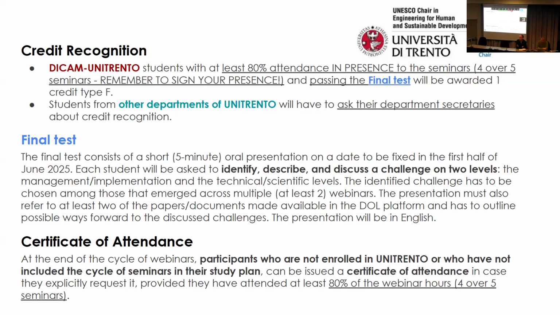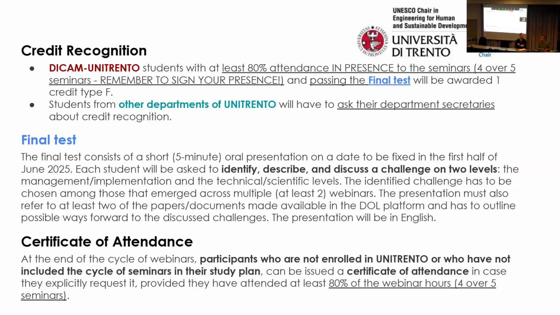Yes. And then there is a final test, which will be basically a short presentation by each student. And each student will be asked to, based on the seminar that you attended, the topics, what was discussed, not only the presentation, but also the discussion, identify, describe, and discuss one particular challenge that is of your interest that came out from the topics. Could be also from different presentations, not only from one single one, even better if it's from more seminars, at least two, actually, as you see here, and try to bring together the technical, scientific, and the management implementation level of the same topic. So just present it, make a synthesis.